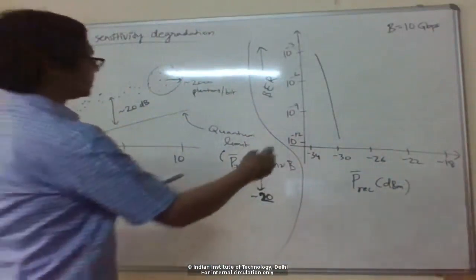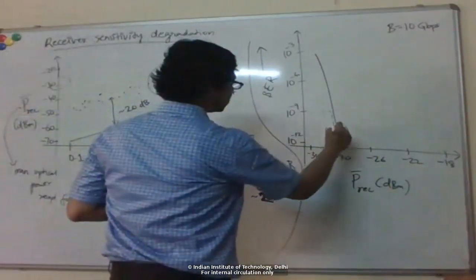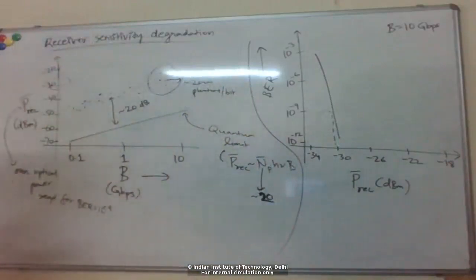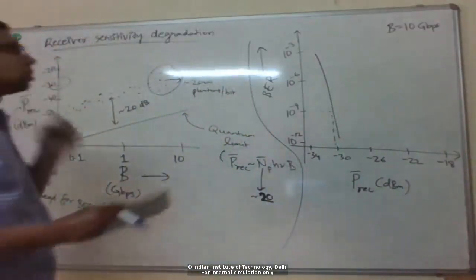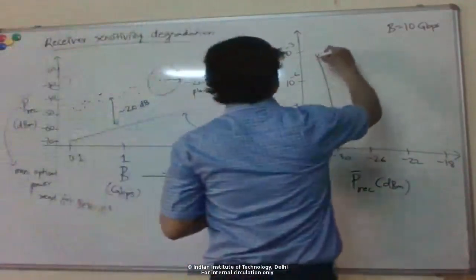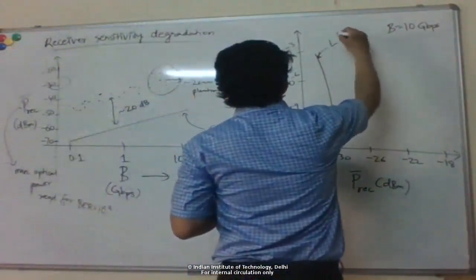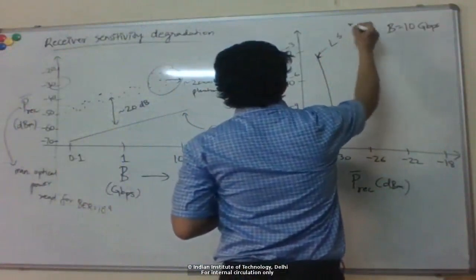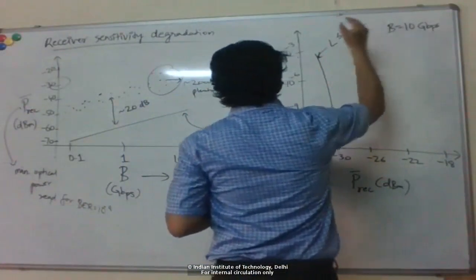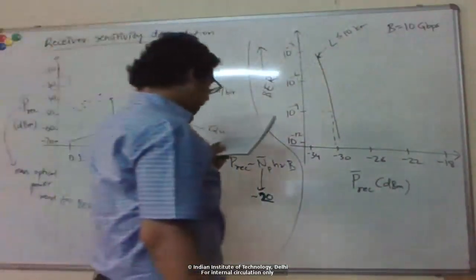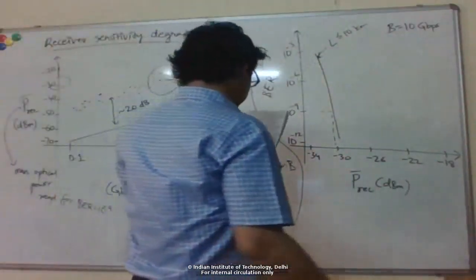Okay, so 10 to the minus 9 roughly corresponds to about minus 30 from here. So this is a very short link, let's say less than 10 kilometers or something. Now I increase my link lengths.